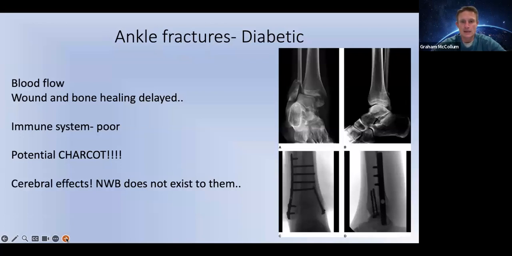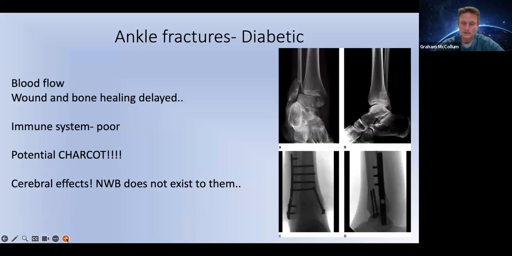I'm just touching on ankle fractures in diabetics, because we treat a ton of ankle fractures, and we don't always appreciate those ones where there may be an underlying neuropathic situation or chronic diabetes. These are serious injuries in these patients with a very unstable situation, often with a glycosylated brain, so they don't listen to you, and they cannot be non-weight-bearing. It's just impossible.